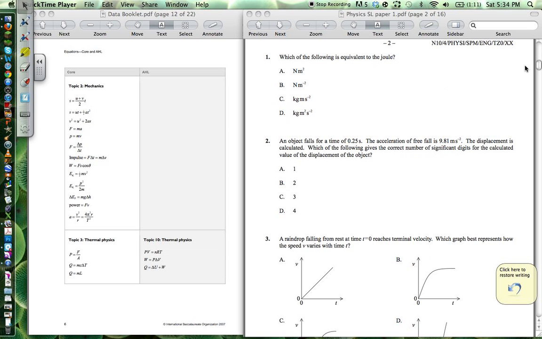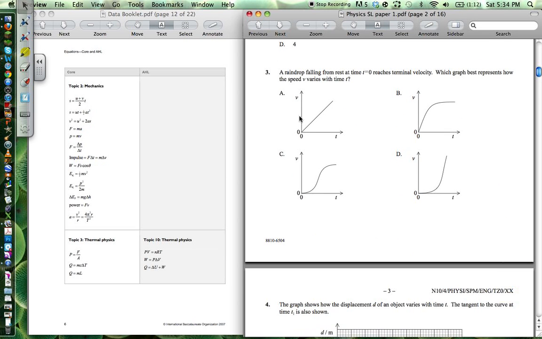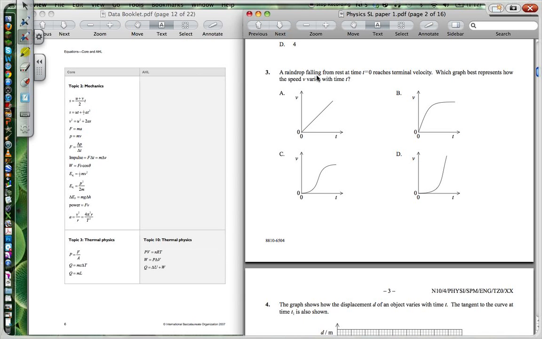So question 3. A raindrop falling from rest at time t is equal to 0 reaches terminal velocity. So you need to have an understanding of what terminal velocity is. Which graph best represents how the speed v varies with time?